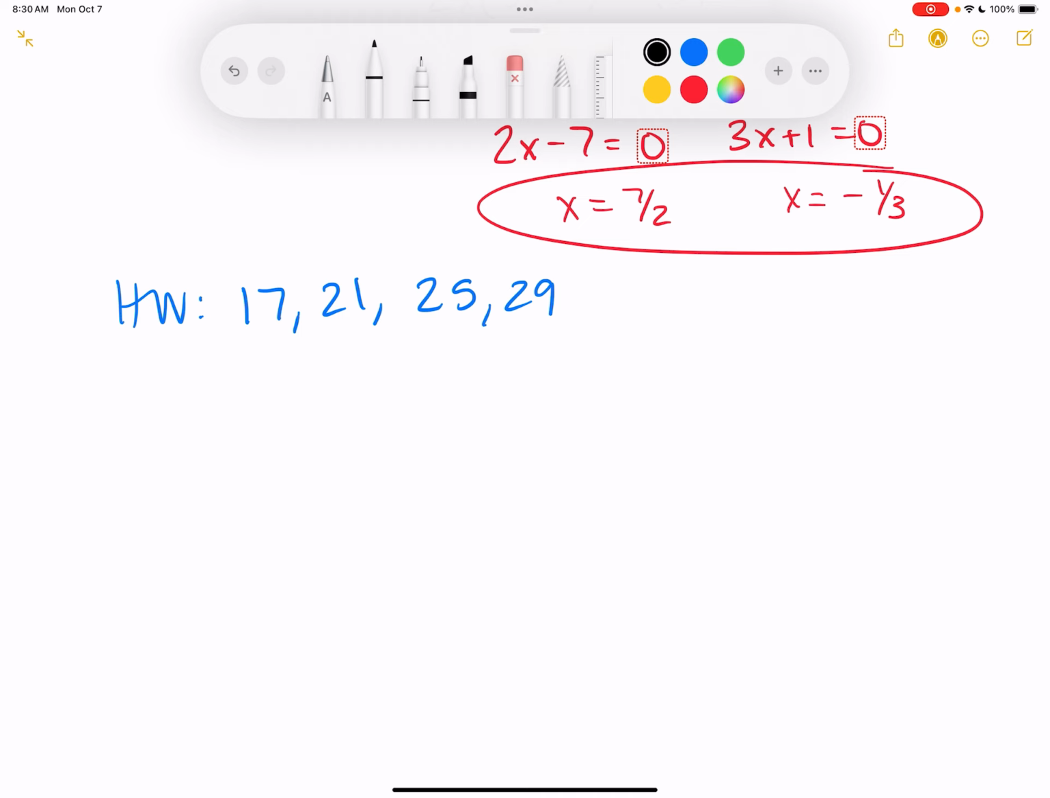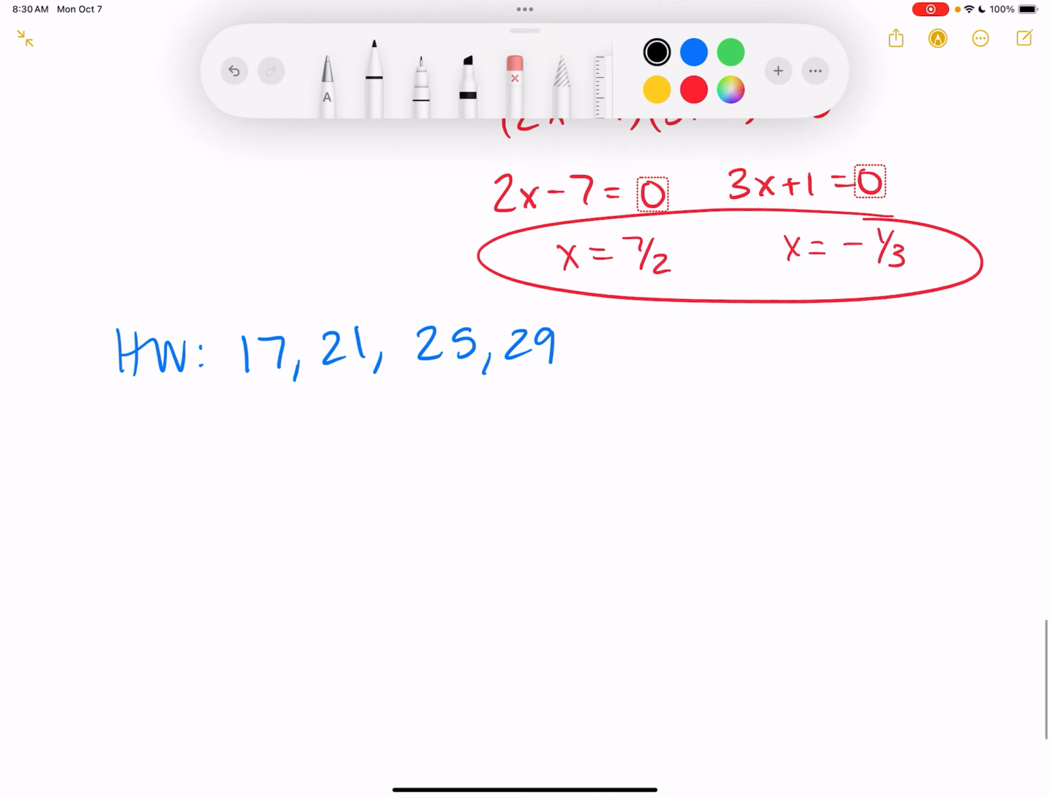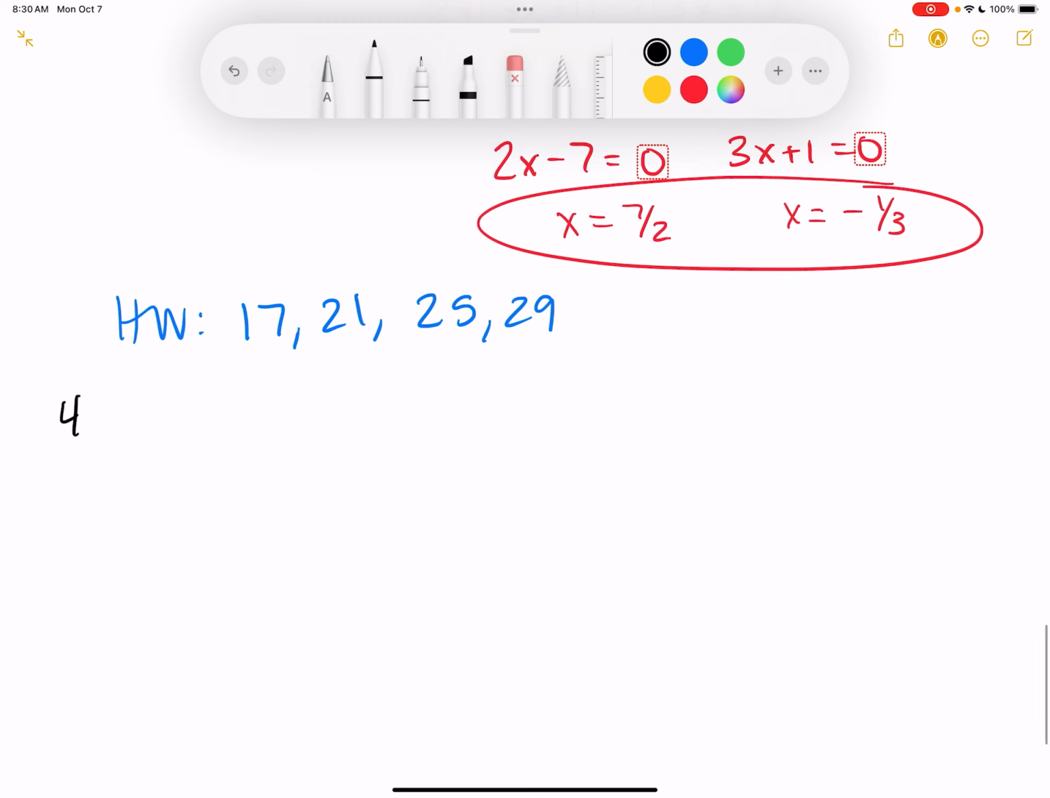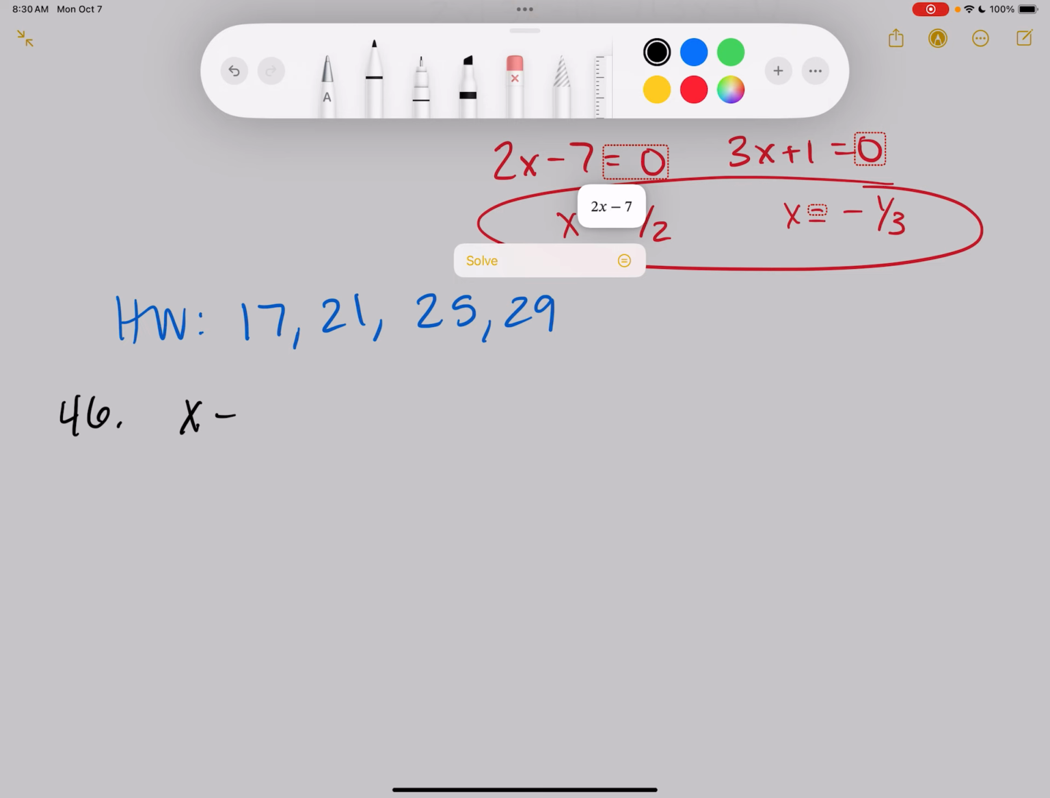All right, so we're jumping because we had kind of stopped at, I think, number 30. So we're jumping all the way down to number 46. x minus the square root.